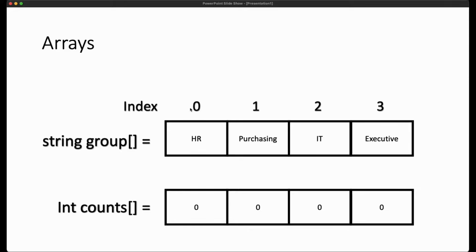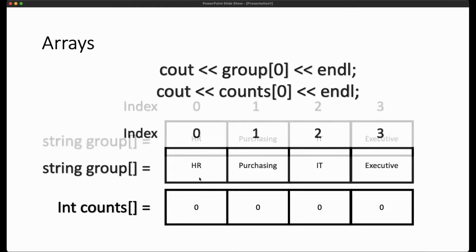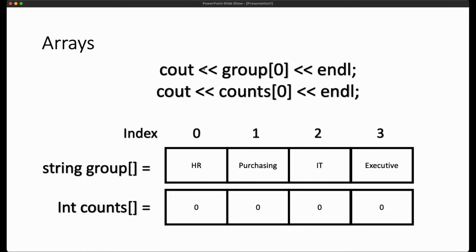That way, if I ever display the index 0, I know that I'm talking about my HR department, and I should be able to bring up the count for that HR department. So for example, if I do a cout statement to display group 0, then I should be able to get this data here. If I do a cout statement to display the count for 0, then I should be talking about HR, and I should grab the counts for that one.